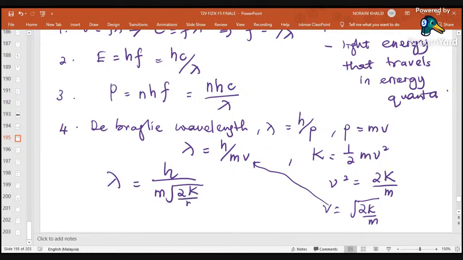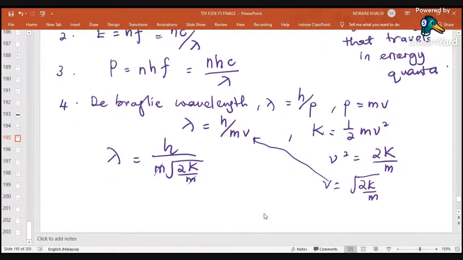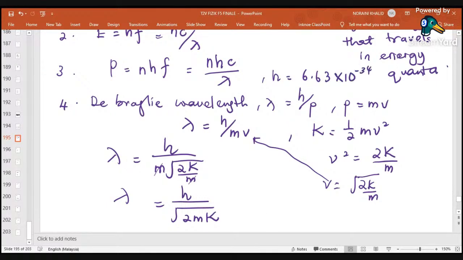This one we can simplify. Thus we get the de Broglie wavelength equals h over the square root of 2mK. Okay, so this is the de Broglie wavelength. The Planck constant, you can check the value: h equals 6.63 times 10 to the power of negative 34 joule-second. That one is the Planck constant, which can be determined through experiment.